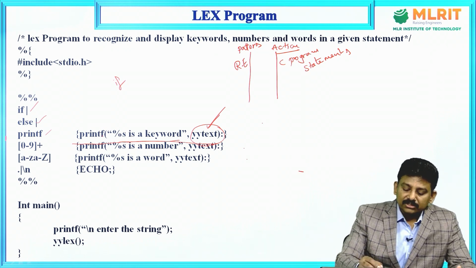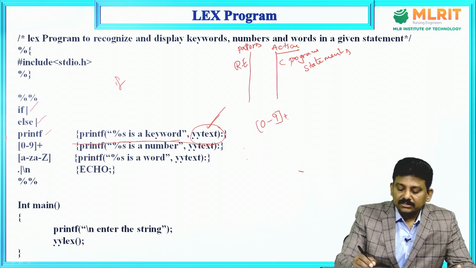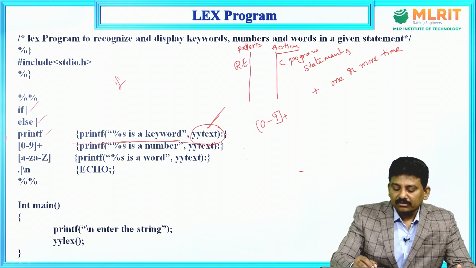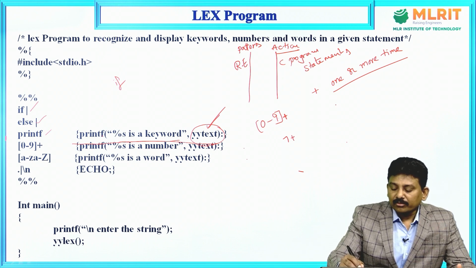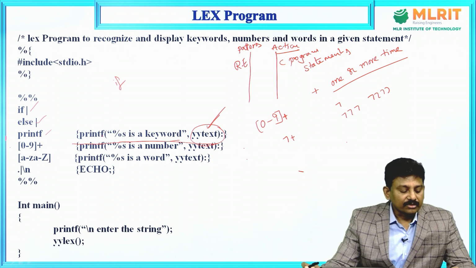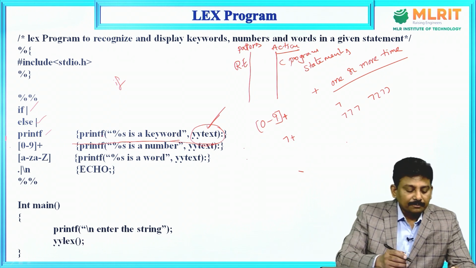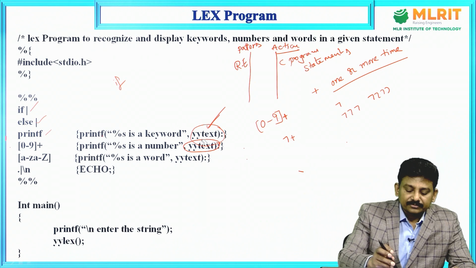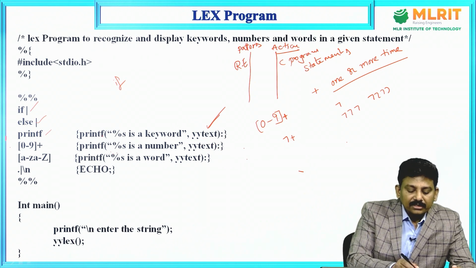Next, the number pattern: 0 to 9 followed by plus. Plus indicates one or more times. That is, the preceding item, whatever it may be, is repeated one or more number of times. For example, between the range 0 to 9, 7 is the number, 7 plus, 7 may be repeated one or more number of times, 7, 7, 7, 7, like that. Any number we can get from this pattern, 0 to 9 plus. So if the input matches this pattern, that will be available in yytext. So the given number is a number.